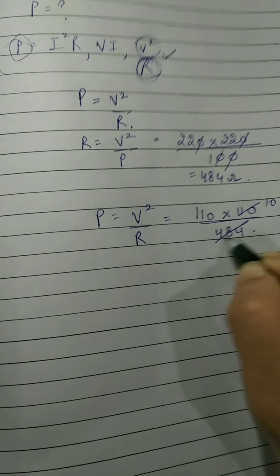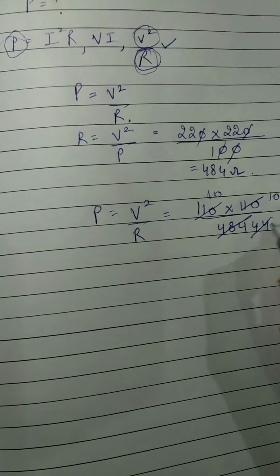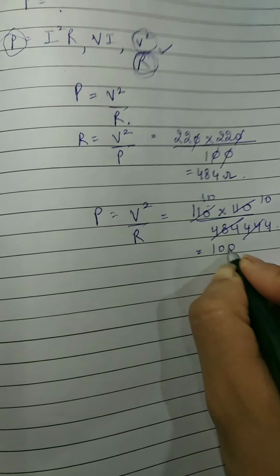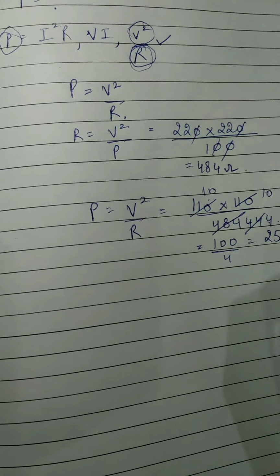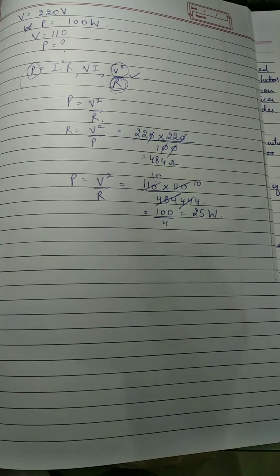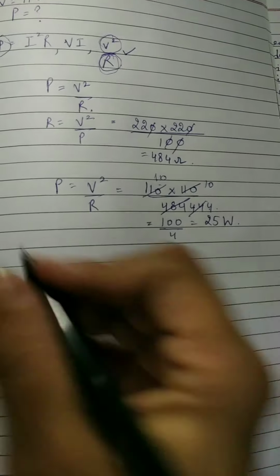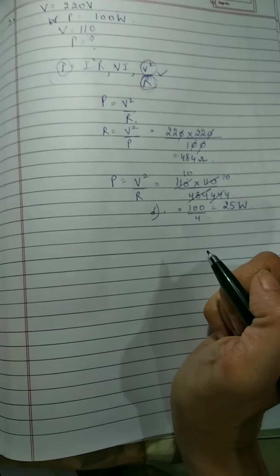11 tens are 110, 11 fours are 44, so 100 upon 4, which is equal to 25. So the power consumption here is 25 watt. So our option D is correct. This is option D. I hope it's clear to you, students.